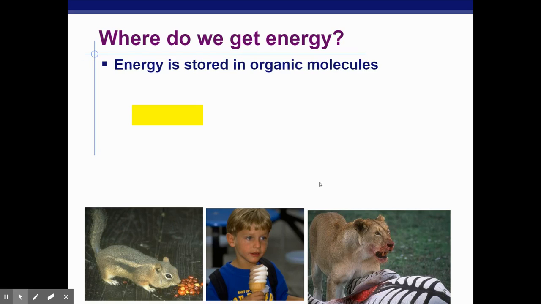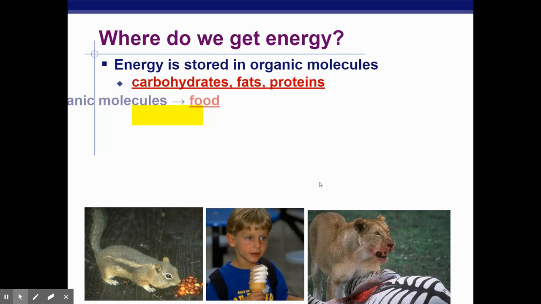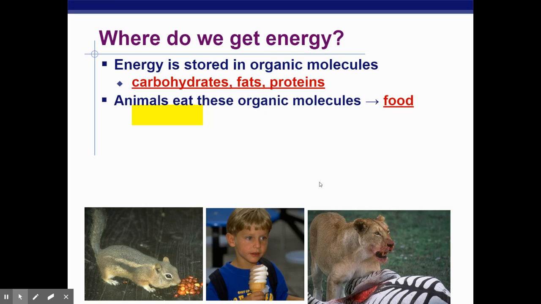Where do we get energy? It's stored in organic molecules, in the chemical bonds of those organic molecules. And the molecules that we're talking about, bringing back our review, are the carbohydrates, fats, and proteins. And animals are going to have to eat these organic molecules. That's what we call food.